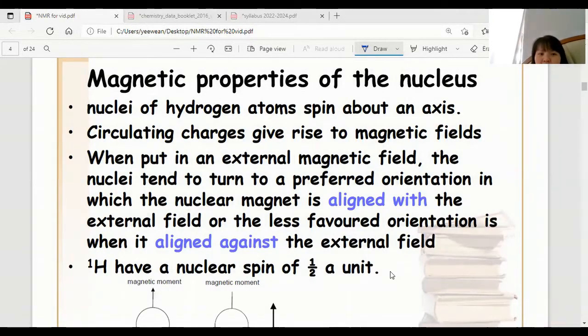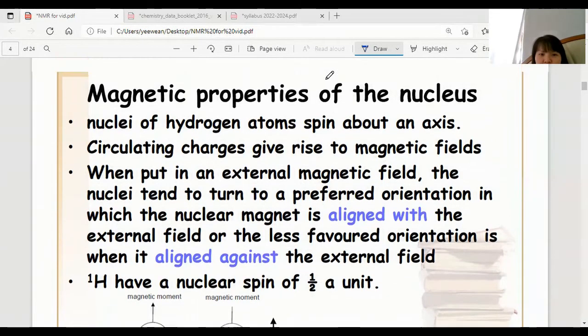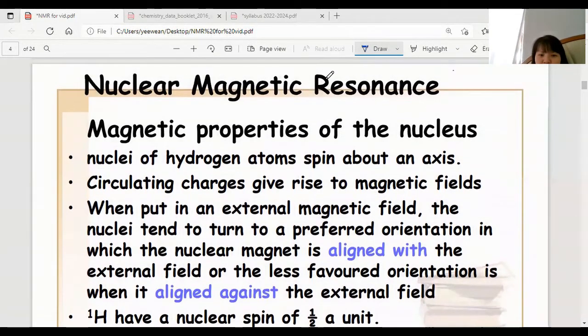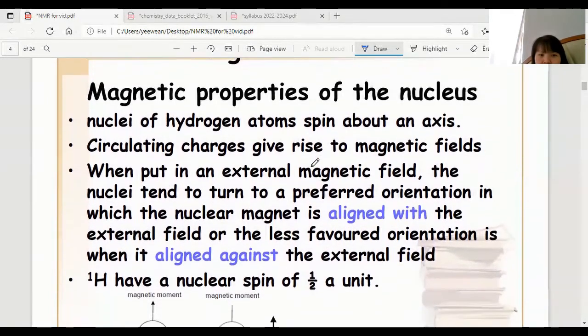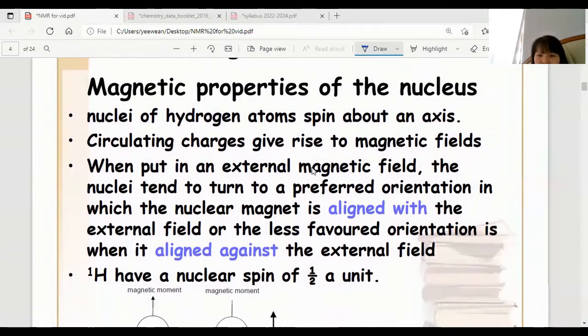This video is for NMR Part 2. So this is about what goes on behind the scenes in the instrument. We were looking at the protons, so a hydrogen atom. It has one proton in its nucleus, and this proton spins about an axis. And because of that circulating charge, it gives rise to magnetic fields.